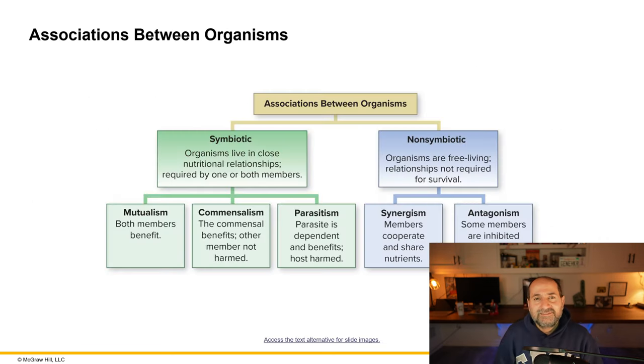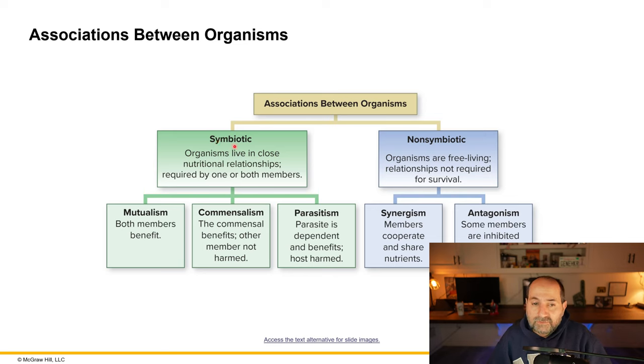Now that we've covered the different environmental factors that can affect microbial growth, let's discuss associations between organisms. Namely, we're going to talk about symbiotic associations. We're not going to delve too much into non-symbiotic relationships in this class. Symbiotic relationships are when organisms live in close nutritional relationships. Symbiotic relationships are when two different species coexist. They live together. However, this can be beneficial or this can be harmful.